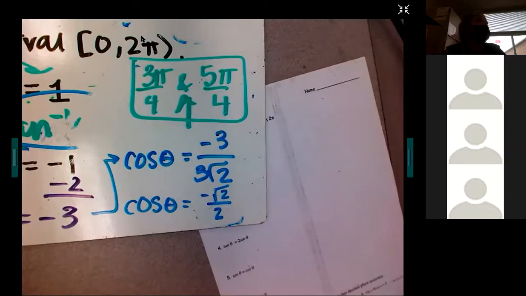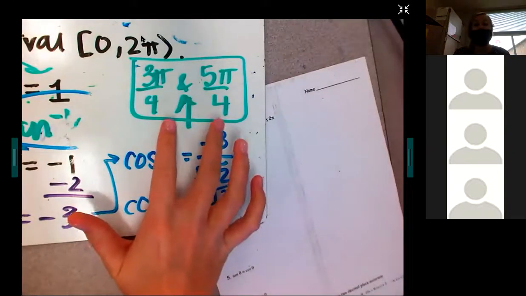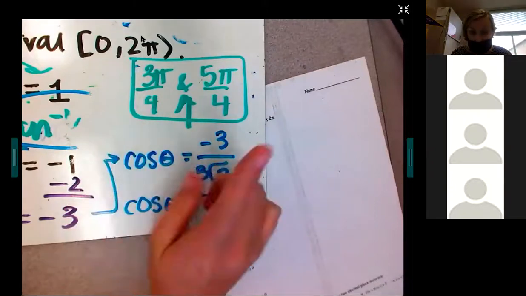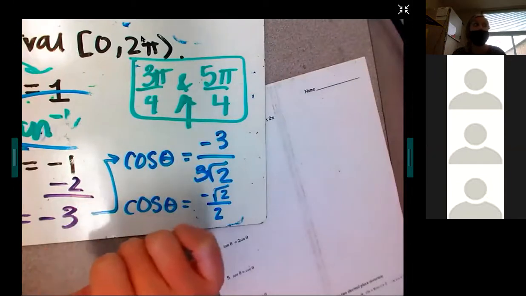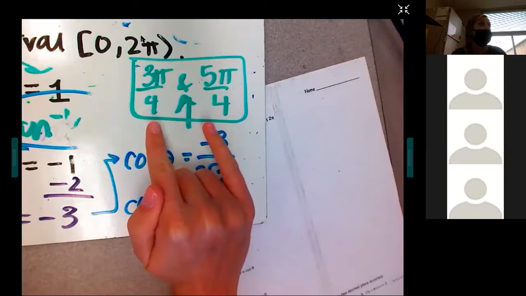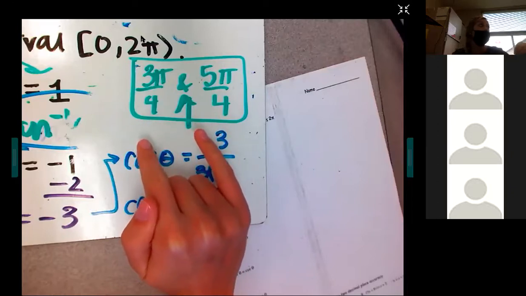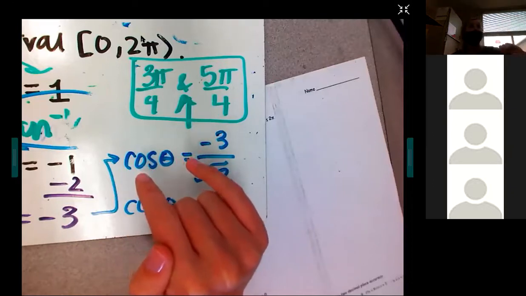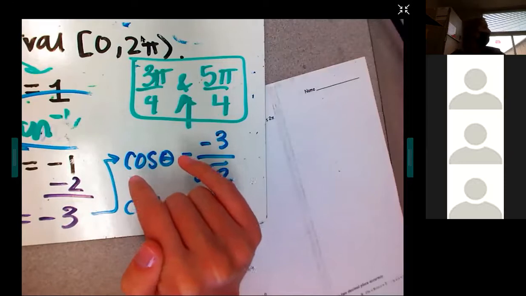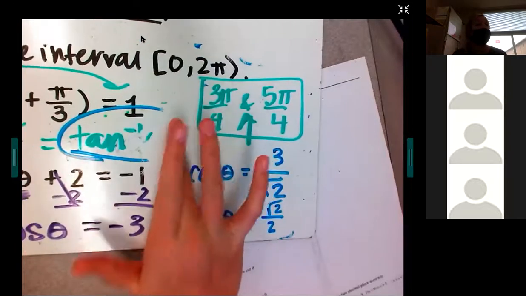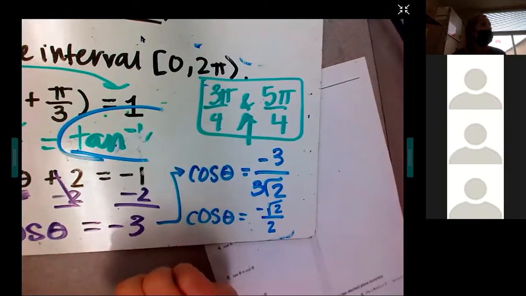So the general form of this one, great question, would be 3 pi over 4 plus 2 pi k and 5 pi over 4 plus 2 pi k. You would need both of them because these aren't 2 pi away. It's quadrant 2 and 3. So every single time around the unit circle in quadrants 2 and 3, we'll get that negative square root of 2 over 2 for the x value. The first one would have just been 11 pi over 6 plus pi k.